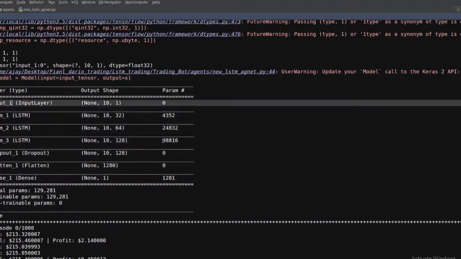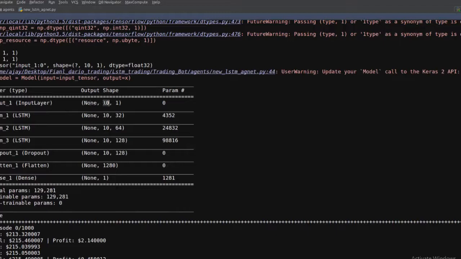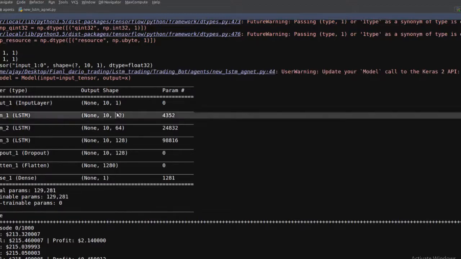For the first LSTM layer, the input is (None, 10, 1). None is the batch size, 10 is my last 10 previous close prices, and 1 is for making it a 3-dimensional array, because LSTM takes a 3-dimensional array. In the first layer, the number of cells, the filter, is 32. So the outcome of the first layer is (None, 10, 32), where None means batch size.